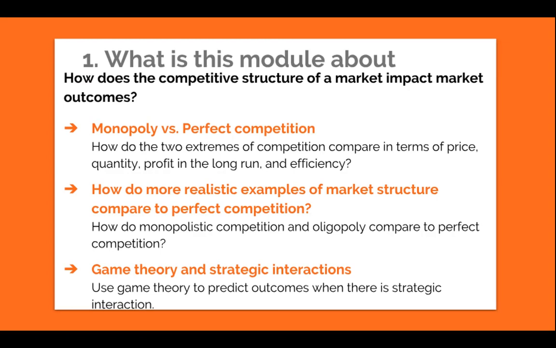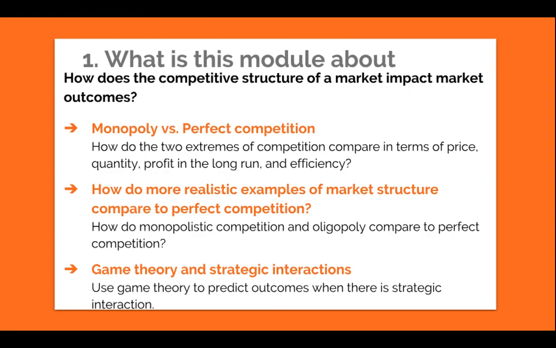We'll then turn our attention to more realistic examples of market structure. Monopoly and perfect competition are both opposite ends of an extreme, and they're also both pretty rare. Instead, we turn our attention to monopolistic competition and oligopoly. In a monopolistically competitive firm, we're going to use the same sort of analysis that we did for monopoly and perfect competition. That is, we're going to use our graphical tool of analysis.